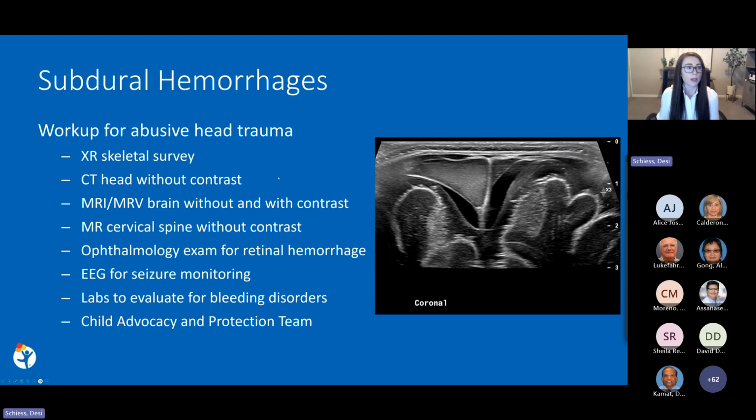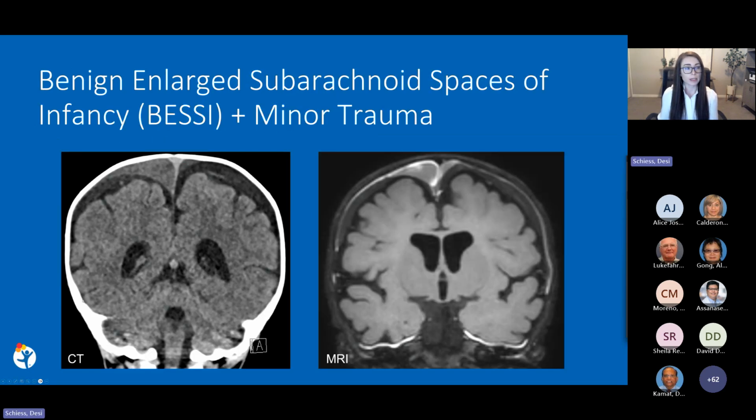This was one of the ultrasound images from this patient, which is focusing on the extraaxial spaces and shows bilateral subdural hemorrhages, which raise concern for abusive head trauma. This patient was instructed to present to the ED and was admitted for workup, including all of the things listed here. Based on the CT and MRI images from this patient and all the other workup coming back negative, this patient was ultimately diagnosed with minor trauma in the setting of benign enlarged subarachnoid spaces and discharged home.